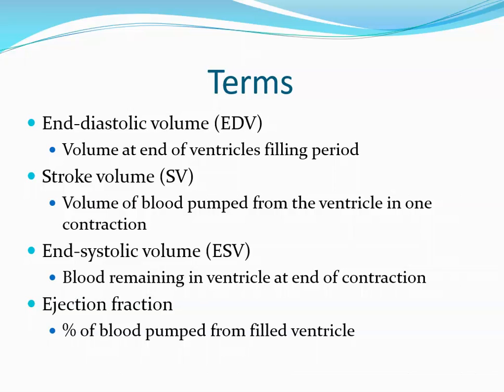Not 100% of the blood is ejected, only a certain amount, and the part ejected is referred to as the ejection fraction. This is the percent of blood pumped from a filled ventricle. So if the end diastolic volume is 100 milliliters and the stroke volume is 70 milliliters, you can calculate the ejection fraction, and that would be 70 mils out of 100, or 70%.